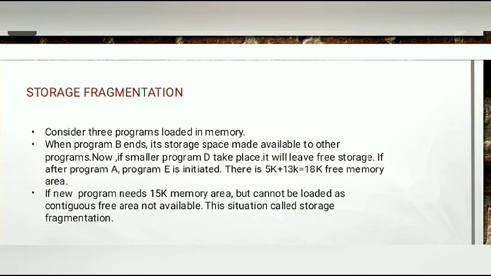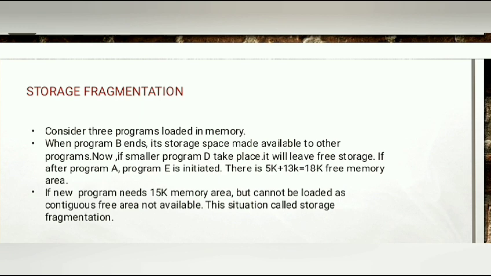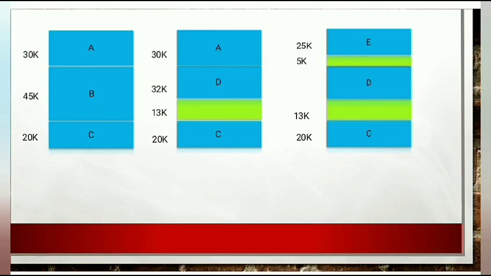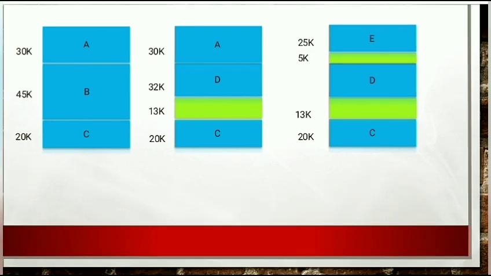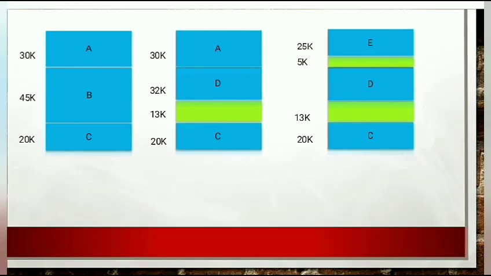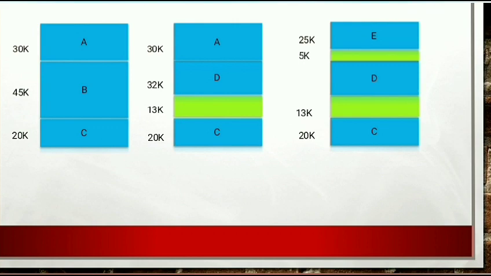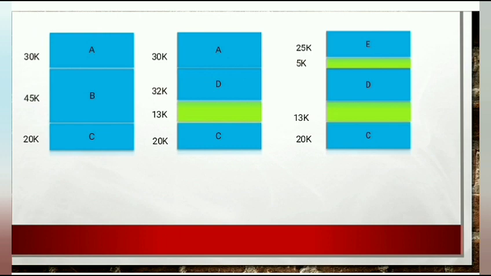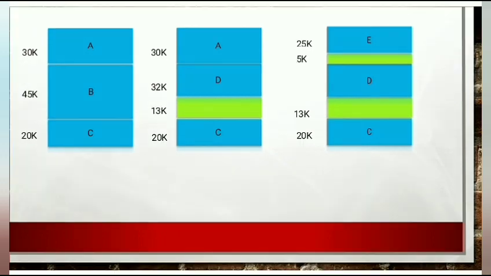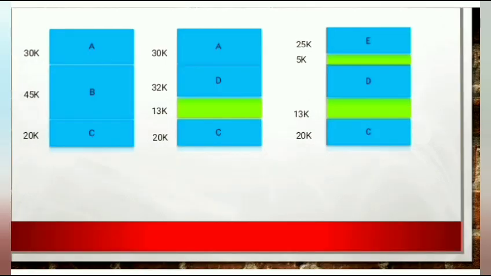Let's see with an example. Consider three programs A, B and C loaded in a memory. After execution of program B, a new program D will be initiated and will take 32K of memory, whereas 13K of memory is being left. It's a free storage space, right? Similarly, after execution of a program, a new program E will be initiated, which is taking 25K of memory, whereas 5K of memory space is left out.